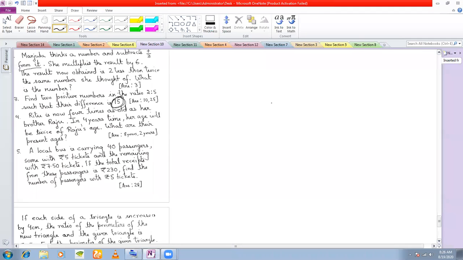Now in 4 years, what do you mean by in 4 years? In the coming 4 years, 4 years hence. In 4 years' time, her age will be twice of Raju's age. That means after 4 years, whatever Raju's age will be, Ritu's age will be double of Raju's age. So let us start by saying, let Raju's present age be x years. Therefore, what is Ritu's present age? Ritu is 4 times as old as Raju, so Ritu's present age is 4x.